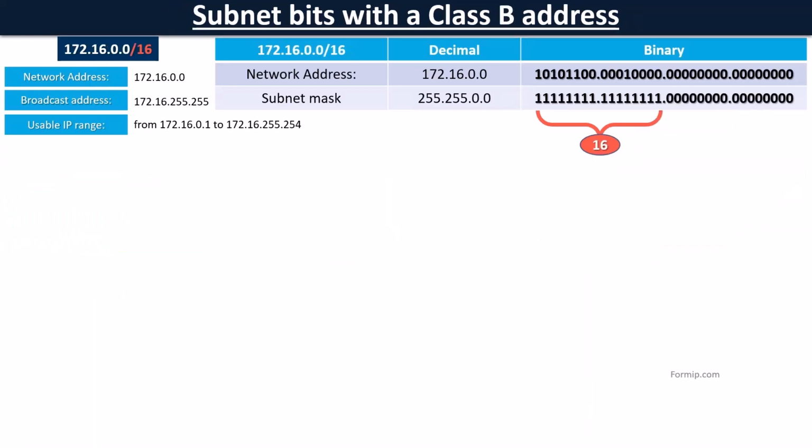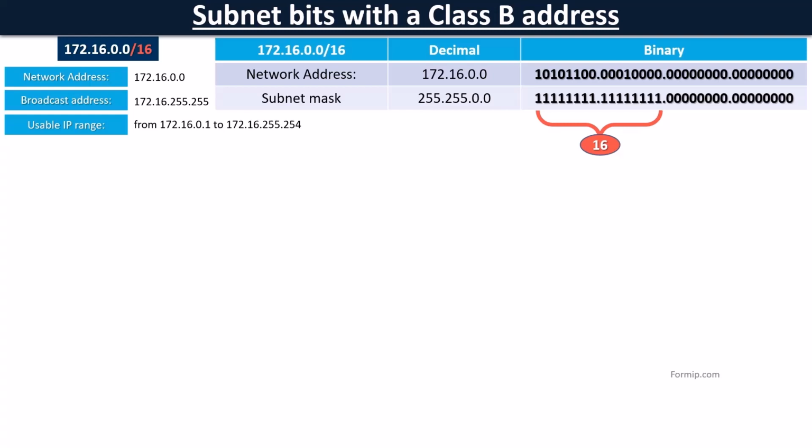Now we will take the same example, but this time with a Class B address, 172.16.0.0, with its default mask of 255.255.0.0. Here is what we have to do with large networks of more than 65,000 IPs. The mask in /16 allows us to have exactly 65,534 usable IPs for hosts. That is to say, after removing the network and broadcast address that cannot be used for hosts.